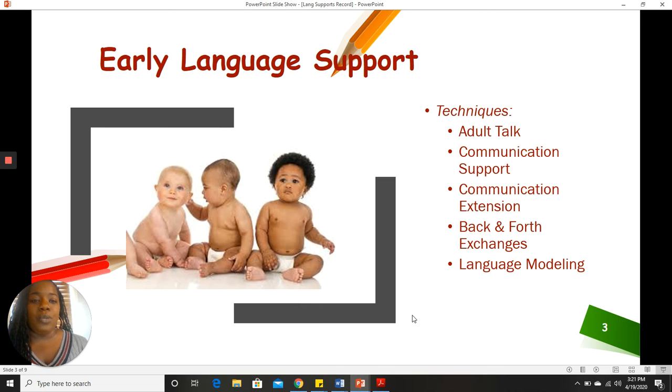So early language support has a few techniques that you all can use at home to help support early language development with your own child. Those techniques are adult talk, communication support, communication extension, back and forth exchanges, and language modeling. And in the next few slides, I'll delve into those areas a little bit further.